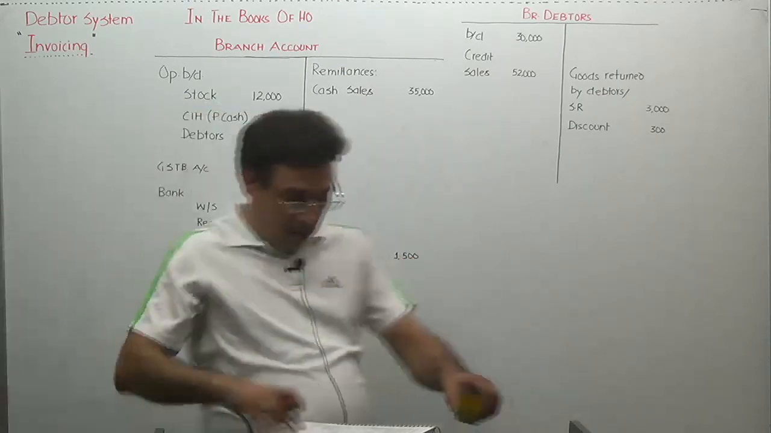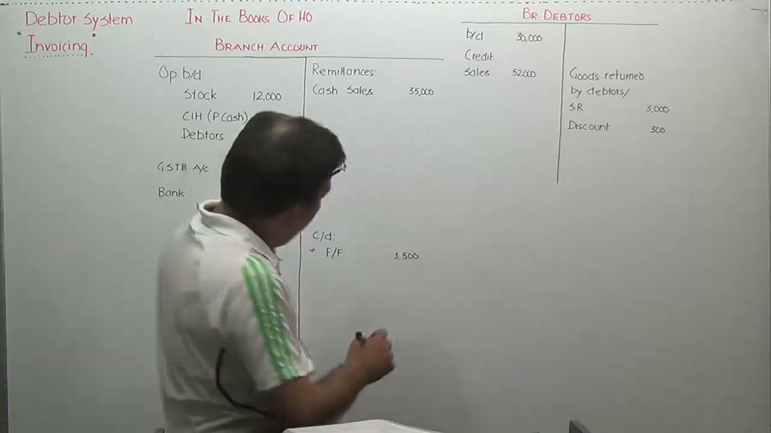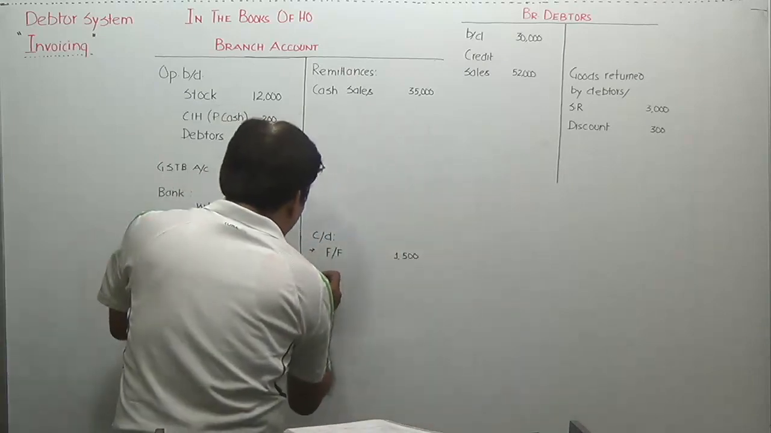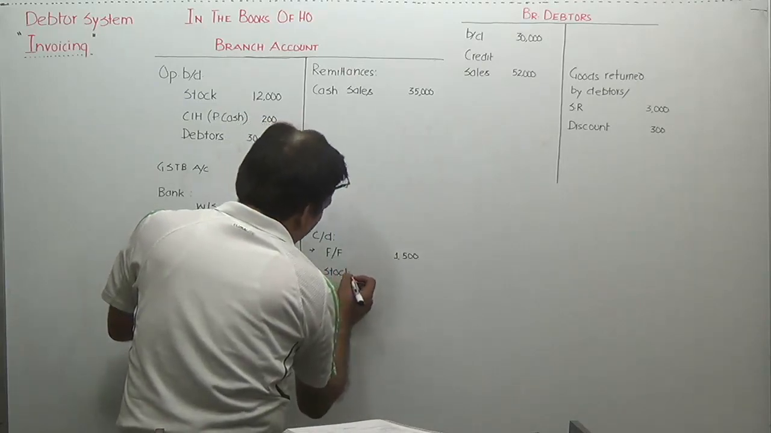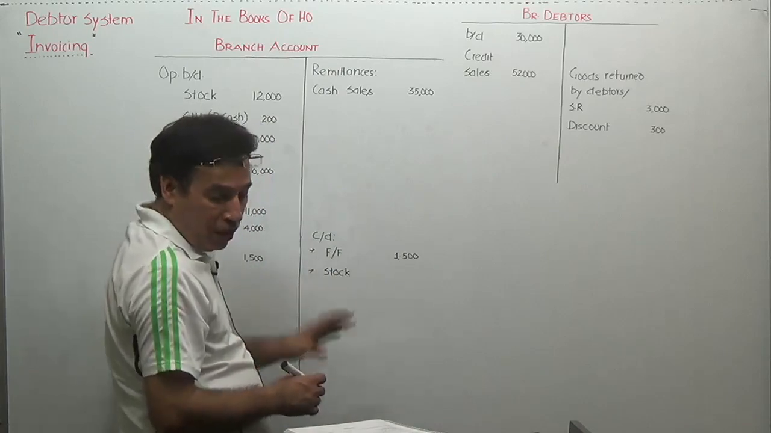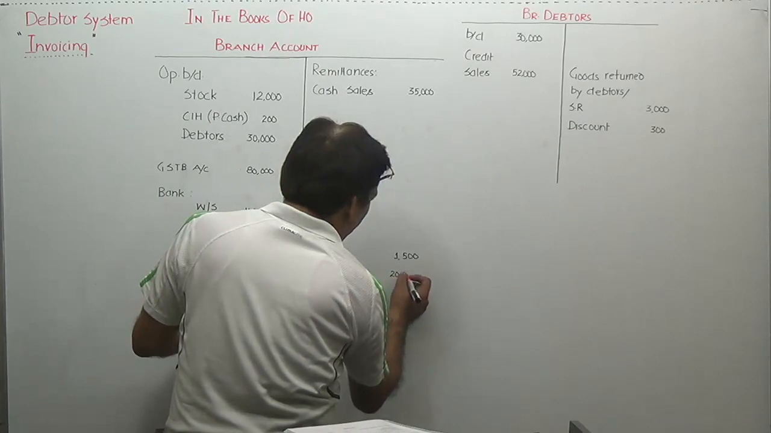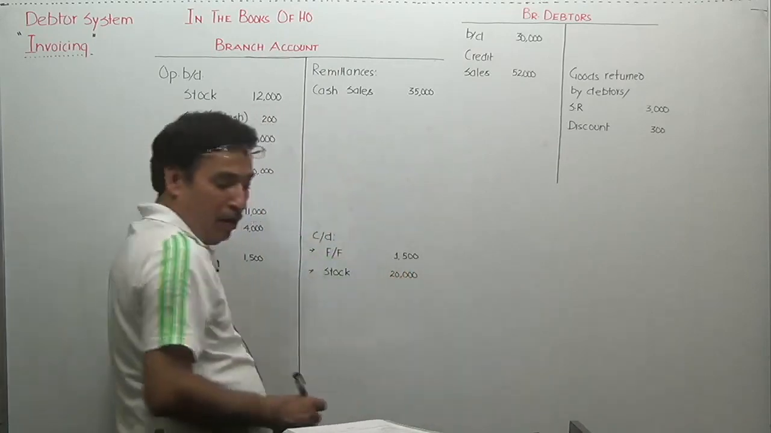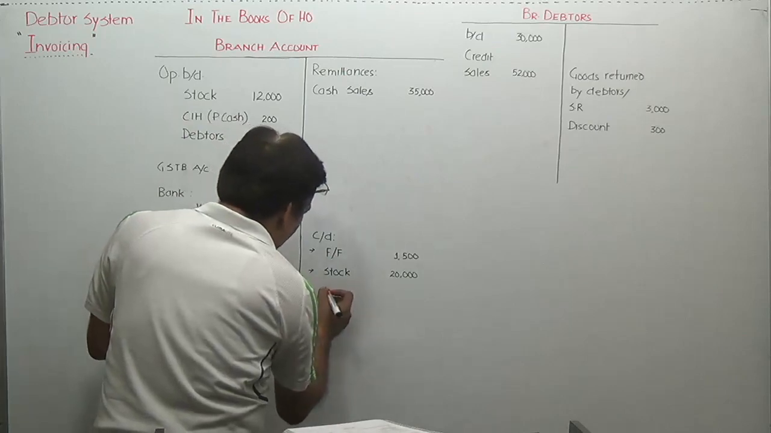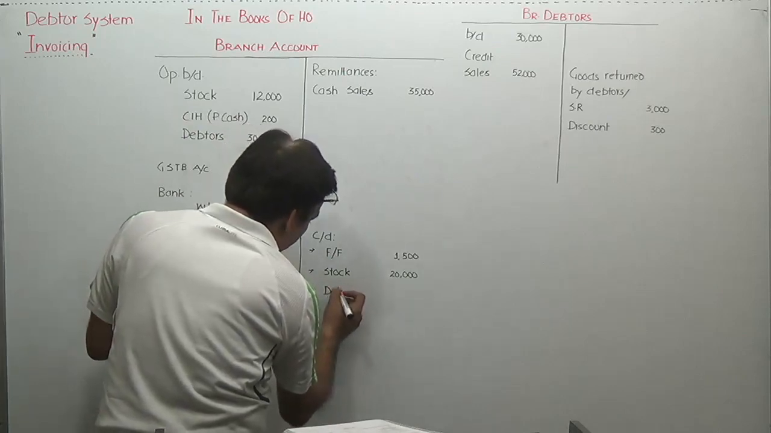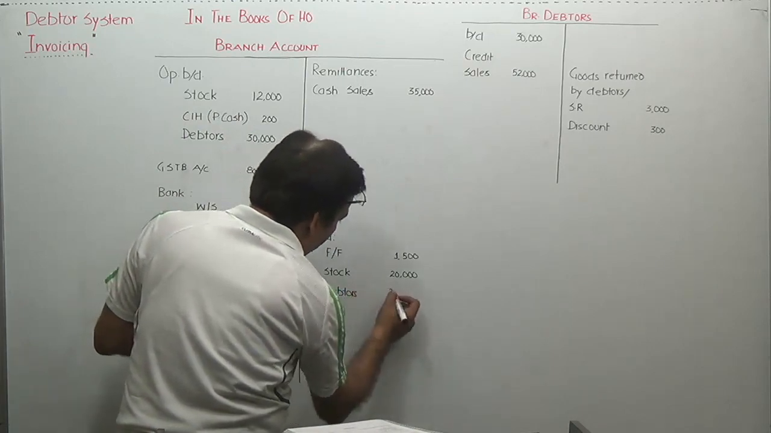Now, next point is balance of stock. So, closing stock with the branch is 20,000. That is also given. Although it is given at invoice price, right now we are ignoring the word invoice price and we are doing the question as if it is not at invoice price. Correct? Similarly, balance of debtors is given to us. Balance of debtors is 27,000.